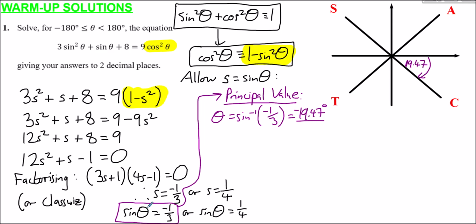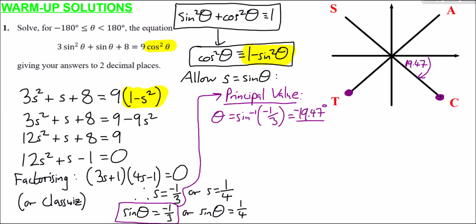Now, if sine is negative 1/3, we're looking for where sine is a negative value. S and A are where sine is positive, therefore C, which we just got, minus 19.47, and also T, these are where sine is negative. So we've got one valid root here, minus 19.47.